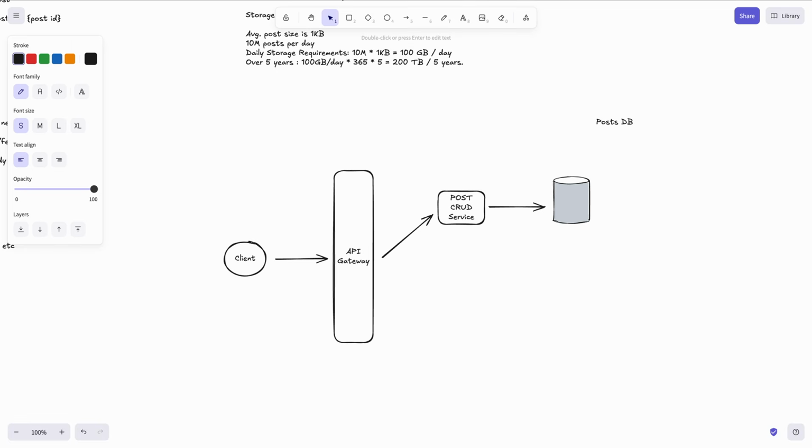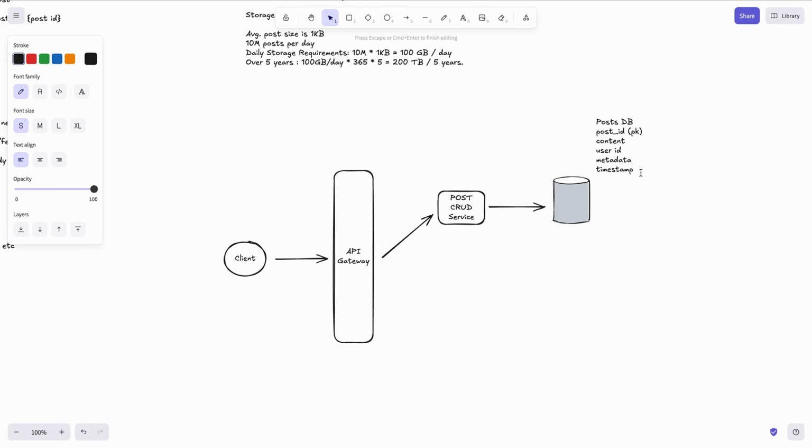The post DB will include the following attributes: post ID, which would be the primary key, generated by the database itself, and it will have the content, user ID, the ID of the user who posted the content, metadata, timestamp, etc. A smart choice for a post DB would be a NoSQL database like Cassandra or DynamoDB, so that it is easily scalable to the data volume. So this is our write path.